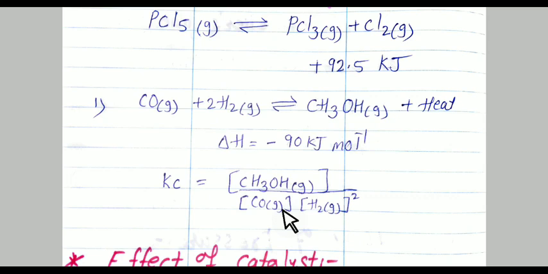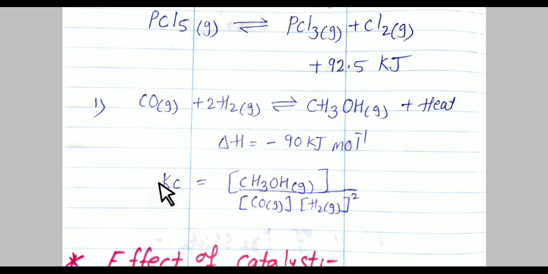That's why the concentration of methanol decreases, and the concentration of carbon monoxide and hydrogen increases. Why? Because the equilibrium position is shifted to the left side. If equilibrium is shifted to the left side, the concentration of reactant increases and the concentration of product decreases. Kc is inversely proportional to the concentration of reactant and directly proportional to the concentration of product. That's why the value of Kc also decreases with an increase in temperature.